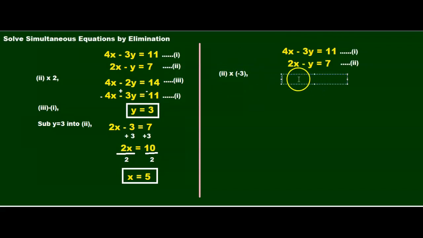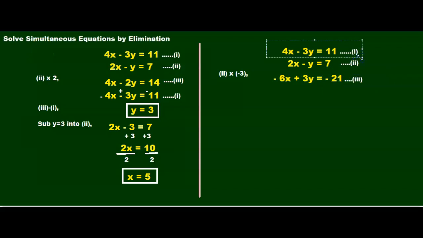So equation 2 is this one. So 2 times negative 3 gives me negative 6x plus 3y equals negative 21. And I'm going to call that equation 3.